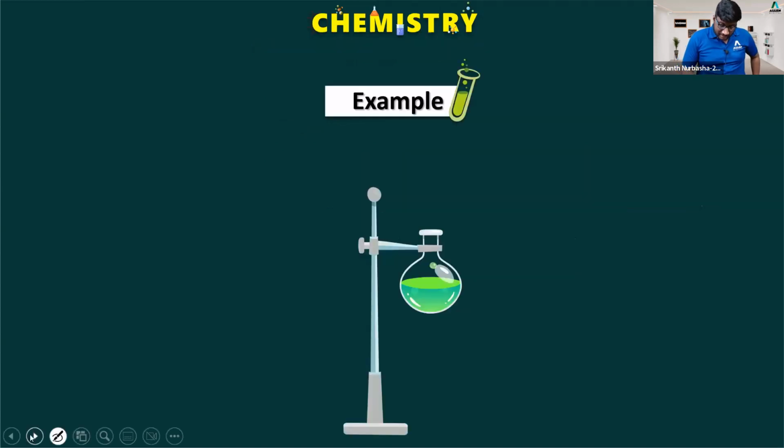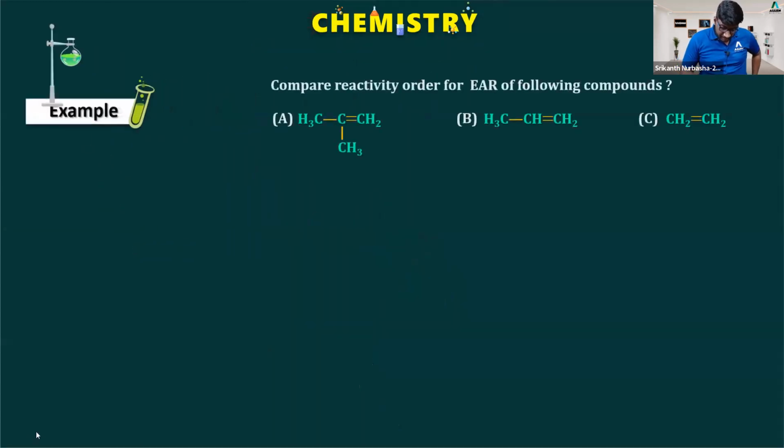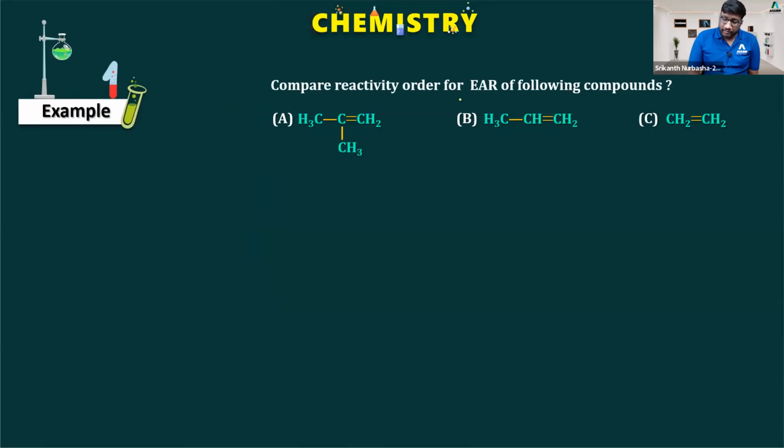Let us look at the examples, you will get clarity. Compare reactivity for the electrophilic addition reaction of the following compounds A, B, C. What is the order? A highest, then B, then C. With respect to the first point, two methyls are there, two methyls are electron donating; one methyl electron donating; no electron donating group. More electron donating groups, more is the electron density. So A greater than B greater than C.